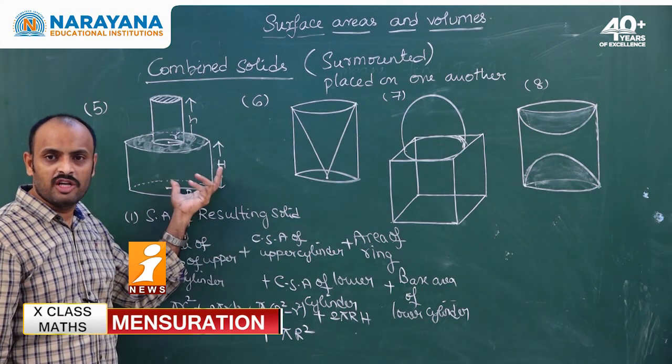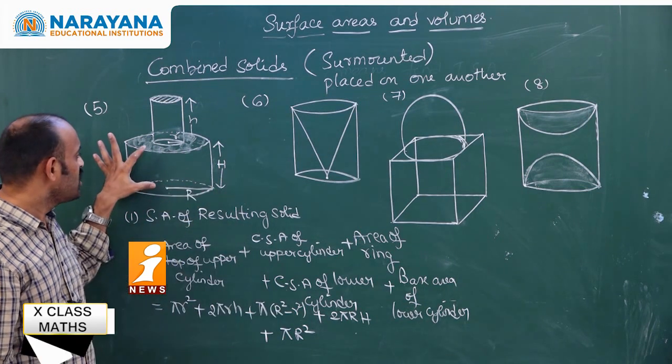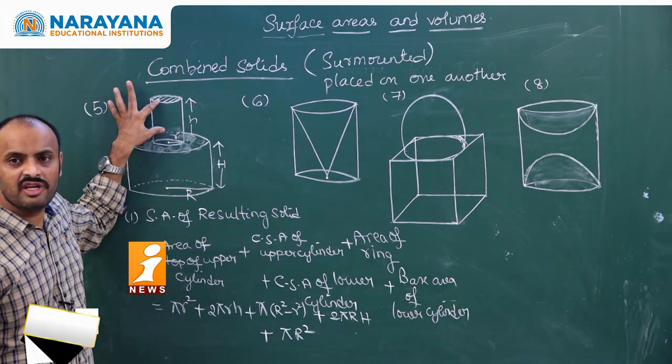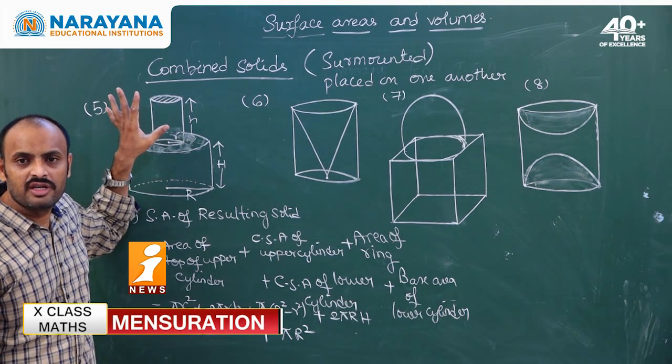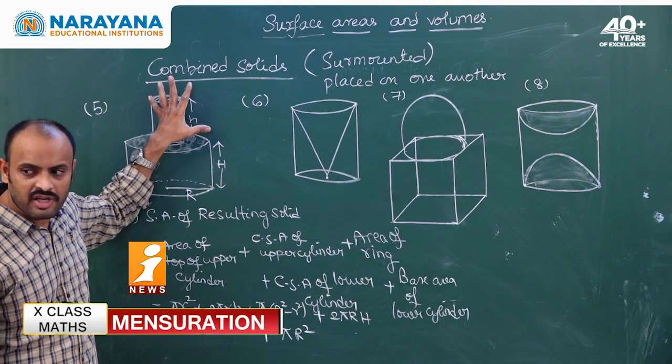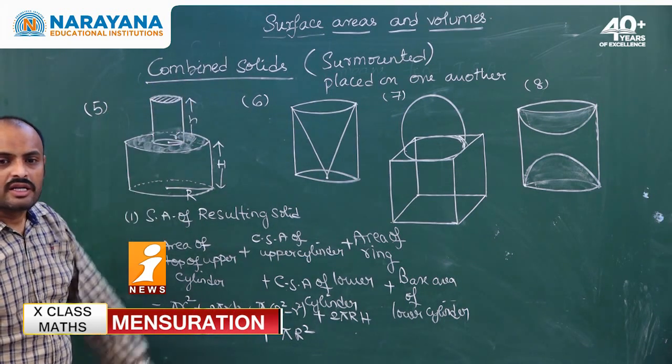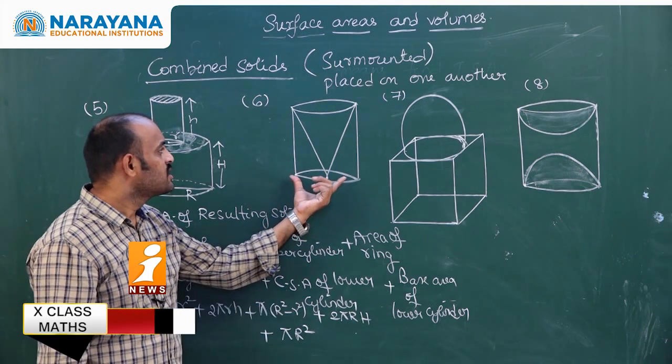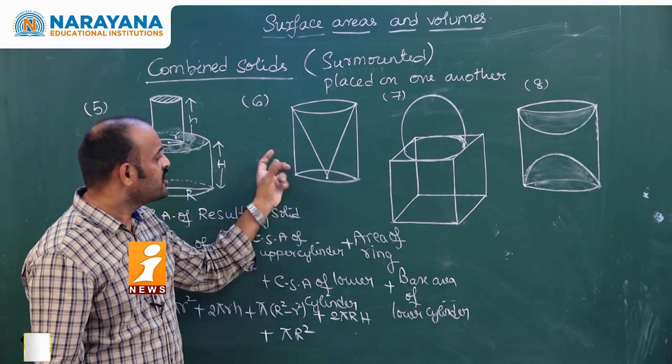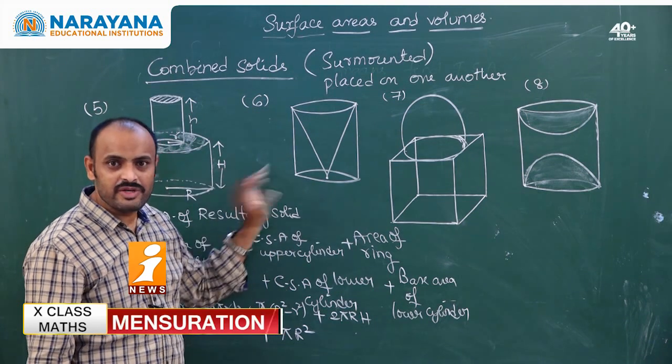And how to find the volume of the solid? Volume of the lower cylinder plus volume of the upper cylinder. Next comes, see, if you see this figure, what did you observe? I will frame the question here.